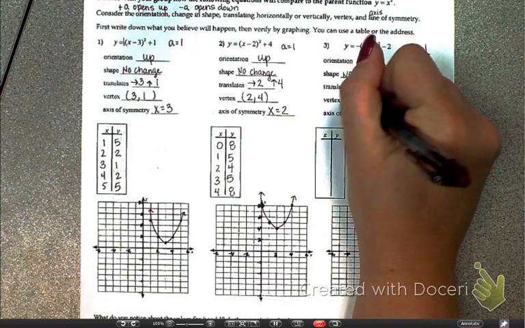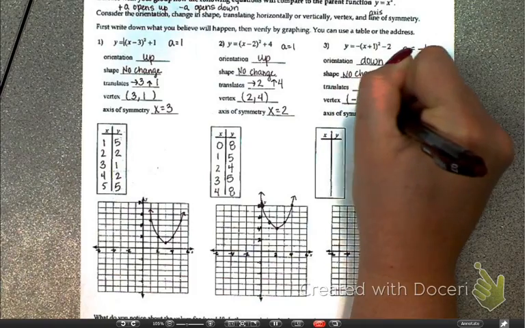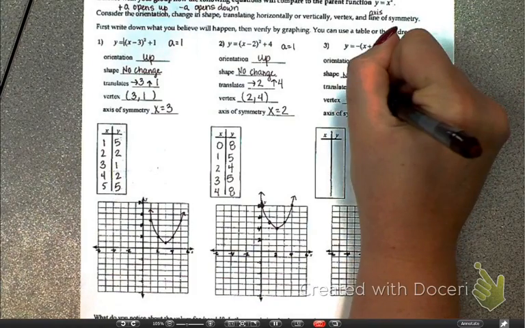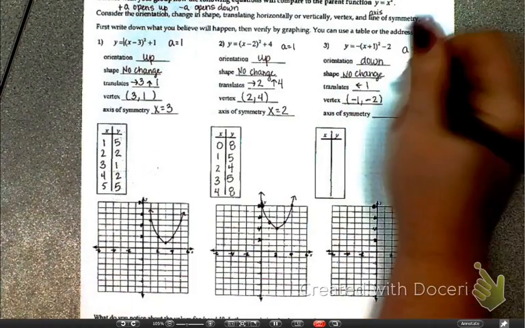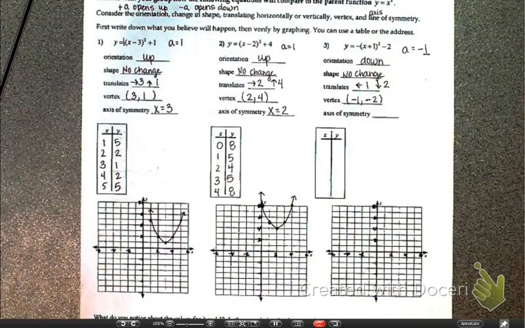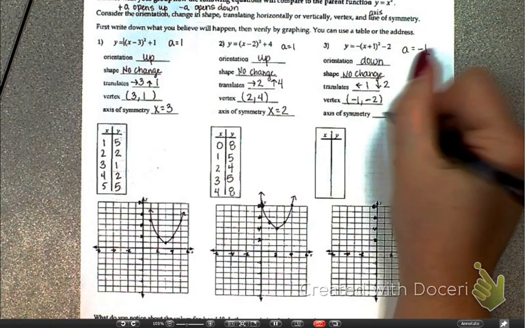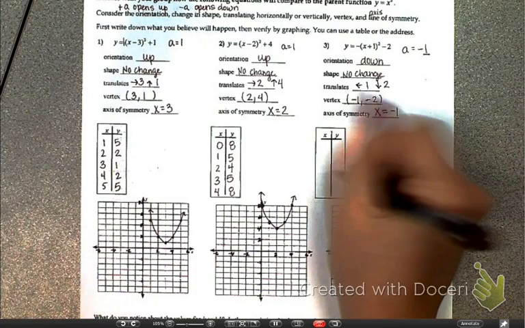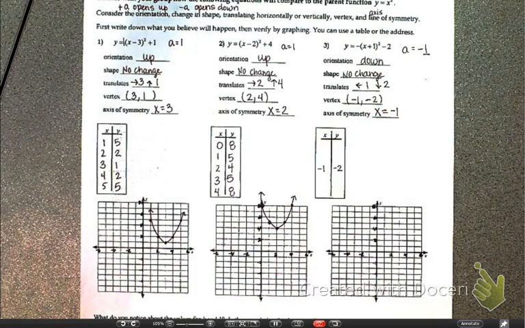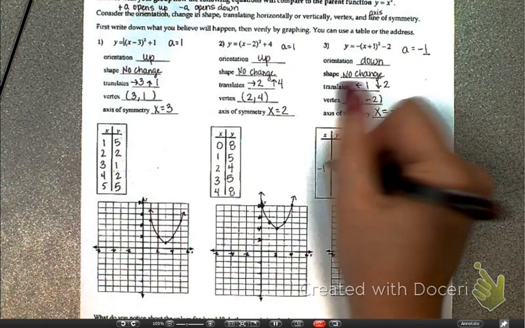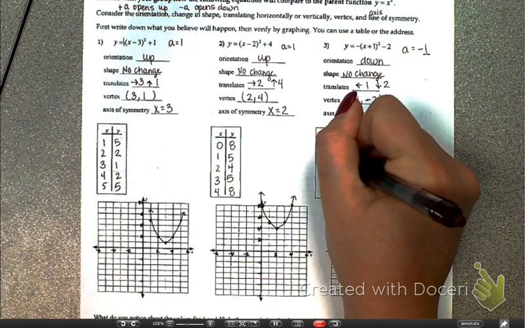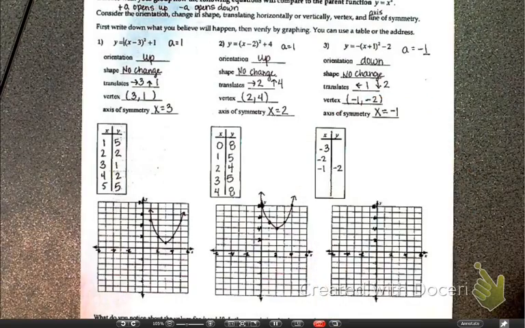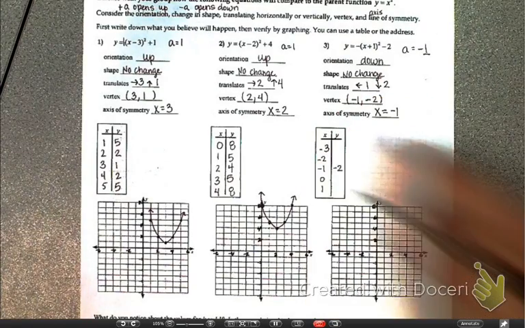My vertex is -1, -2, which means I go to the left 1 and down 2. And my axis of symmetry is x equals -1. Okay? So -1, -2 is my center point. What are 2 values below -1? -2 and -3, and then above would be 0 and 1.